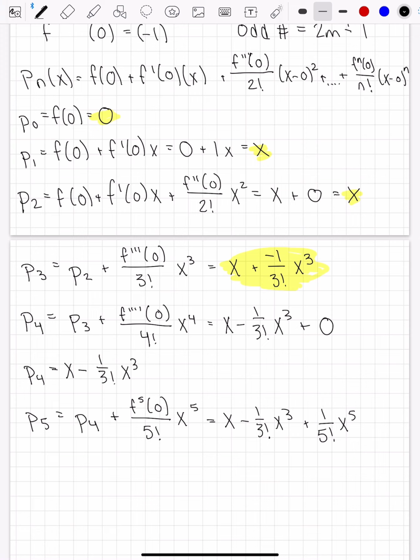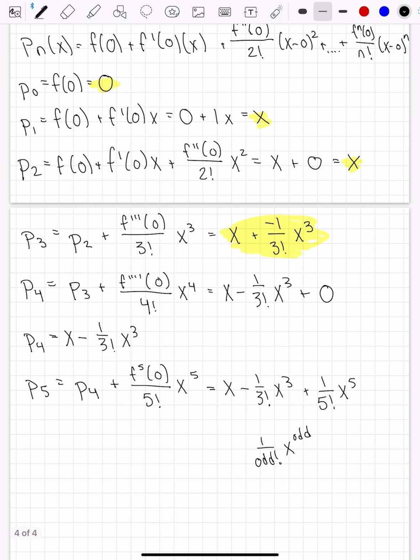And now we can see a pattern, right? Because now we have this 1 over an odd number factorial times x to an odd number. That's what's going on, right? Because we can see P5 as x over 1 factorial. Wait, let's do it like this. This is the game though. You have to rewrite the terms to figure out the pattern sometimes.